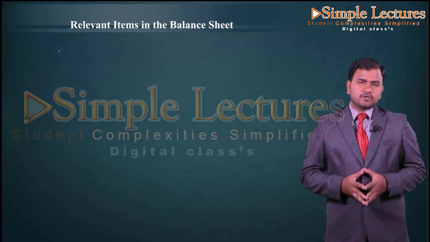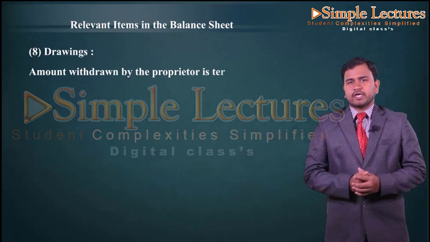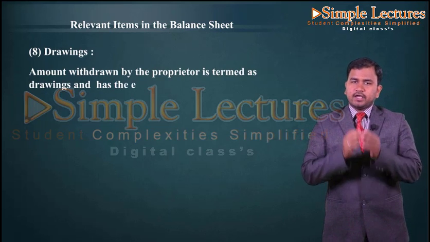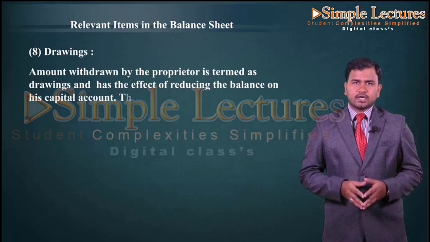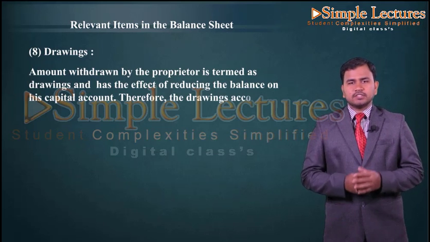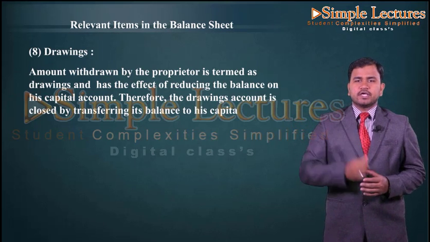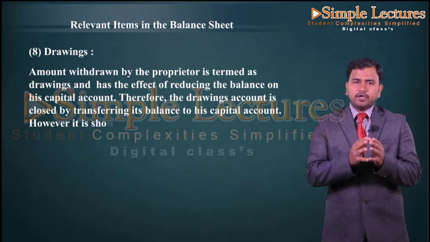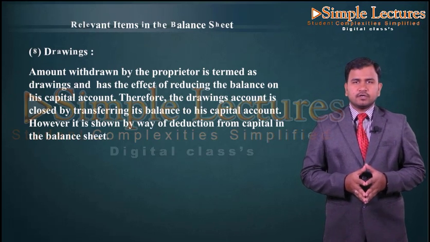Then we have drawings. The amount withdrawn by the proprietor is termed as drawings and has the effect of reducing the balance on his capital account. Therefore, the drawings account is closed by transferring its balance to his capital account. However, it is shown by way of deduction from capital in the balance sheet.